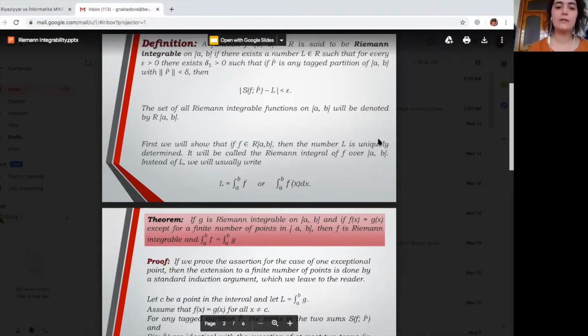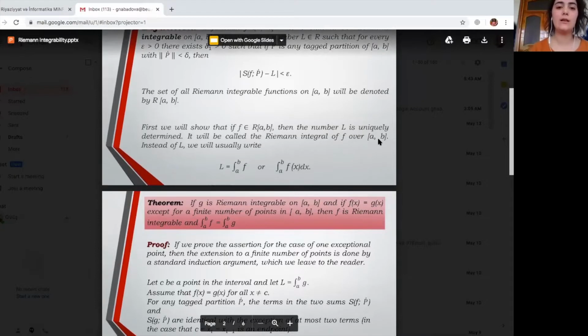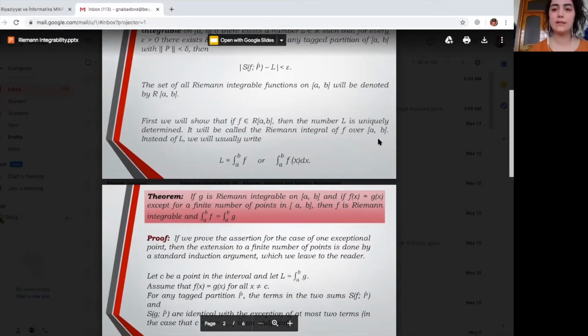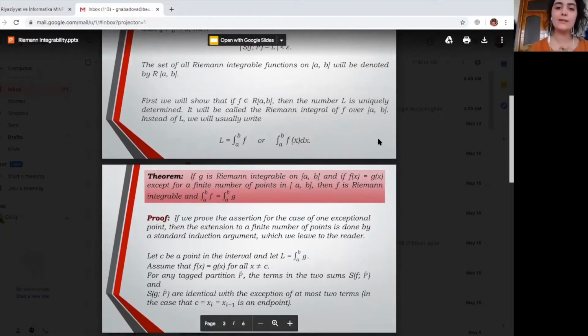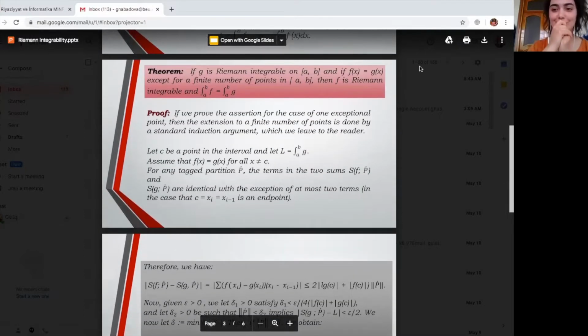And the last formula of the first slide is L equals the integral from a to b of f. Instead of L, we always write the Riemann integral of f over [a,b]. And the next slide is for Nermin, please.